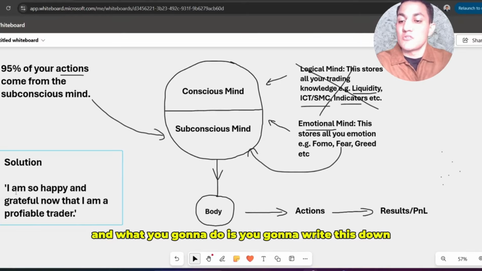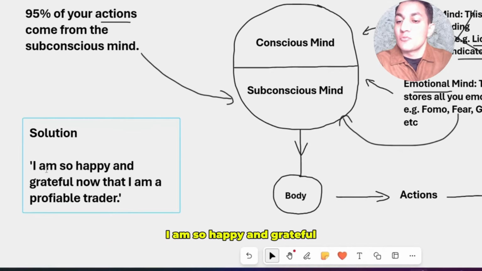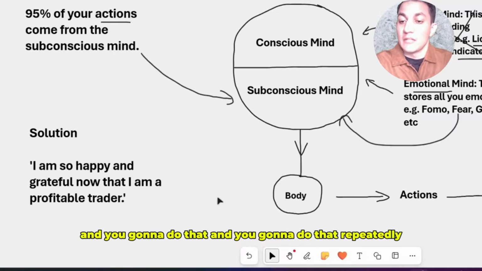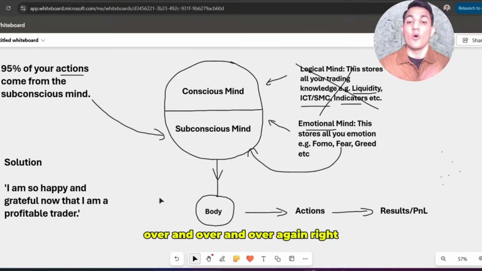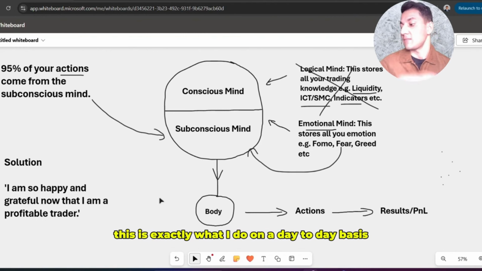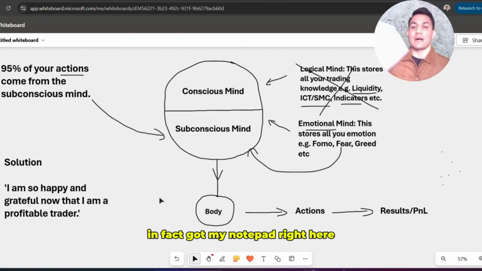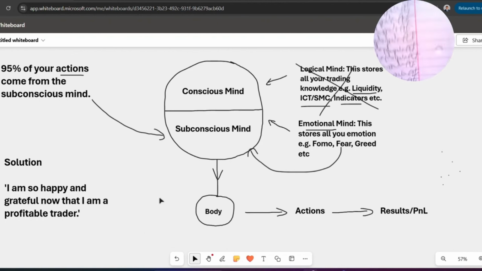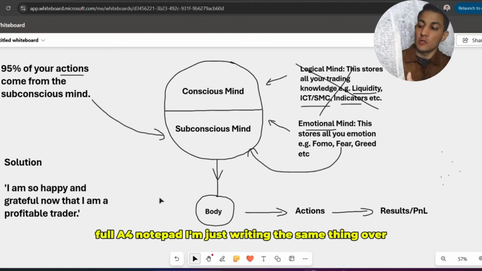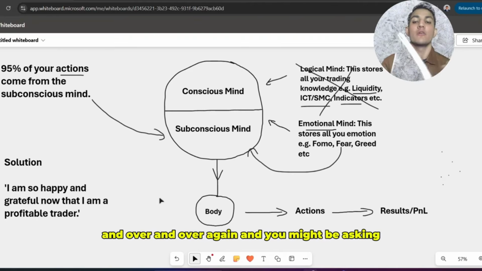And what you're going to do is you're going to write this down. I am so happy and grateful now that I am a profitable trader. Let me spell this right. Now that I am a profitable trader. And you're going to do that repeatedly over and over again, right? And this isn't some woo-woo BS that I've made up. This is exactly what I do on a day-to-day basis. In fact, here's my notepad, I don't know if you can see that, a full A4 notepad of just writing the same thing over and over again.